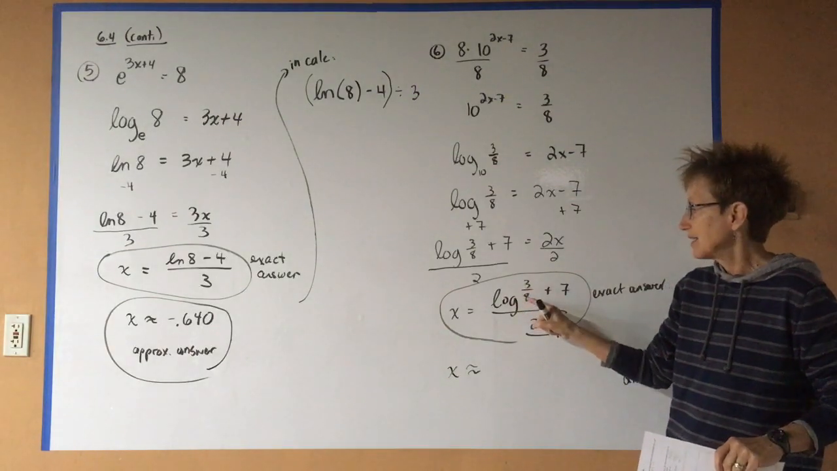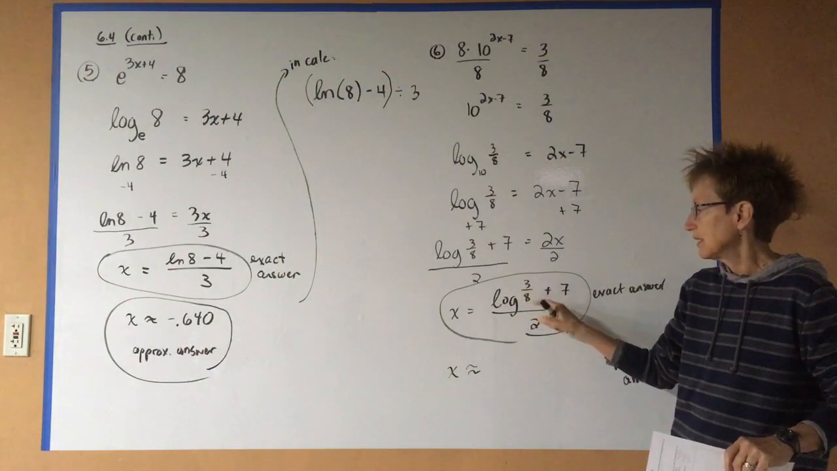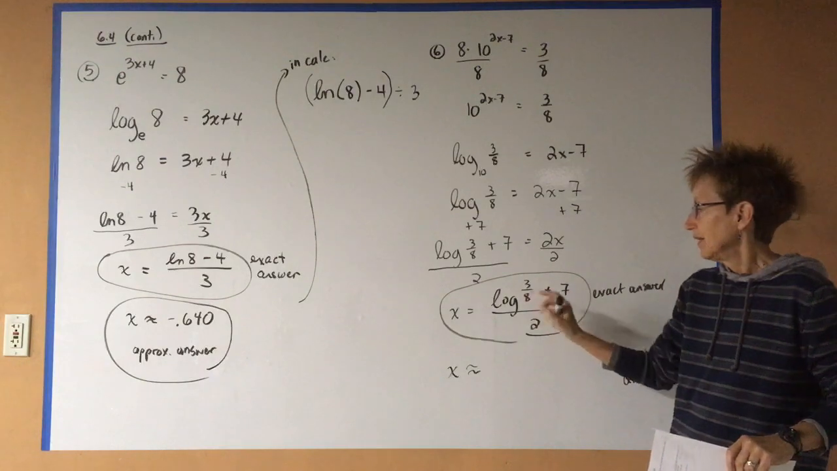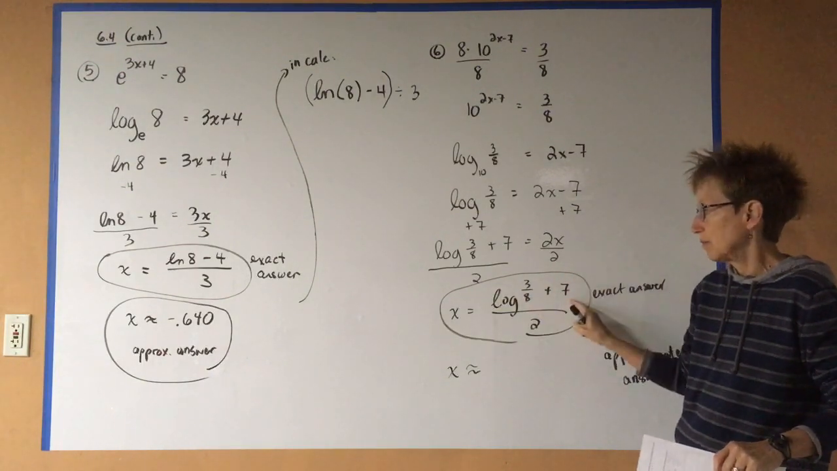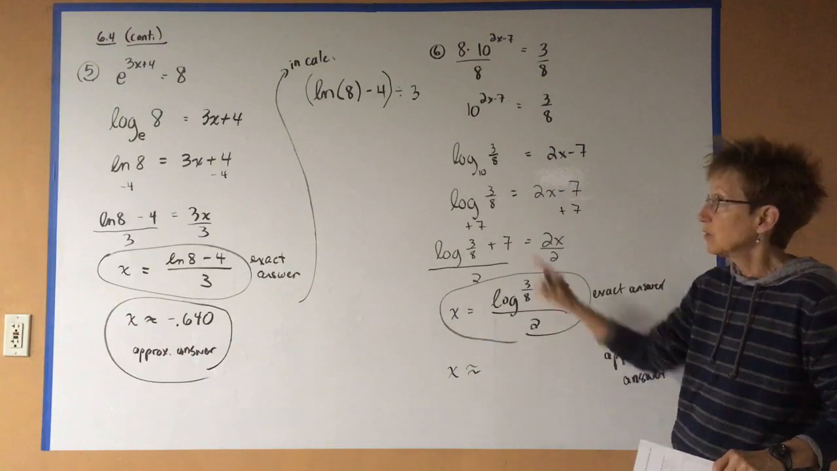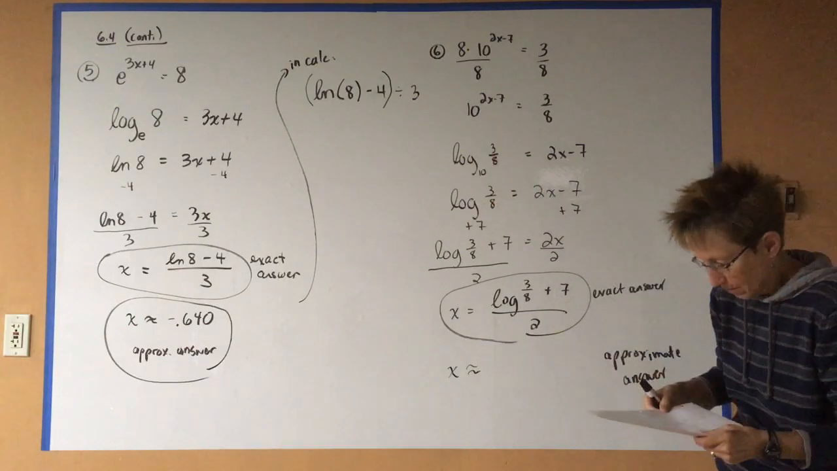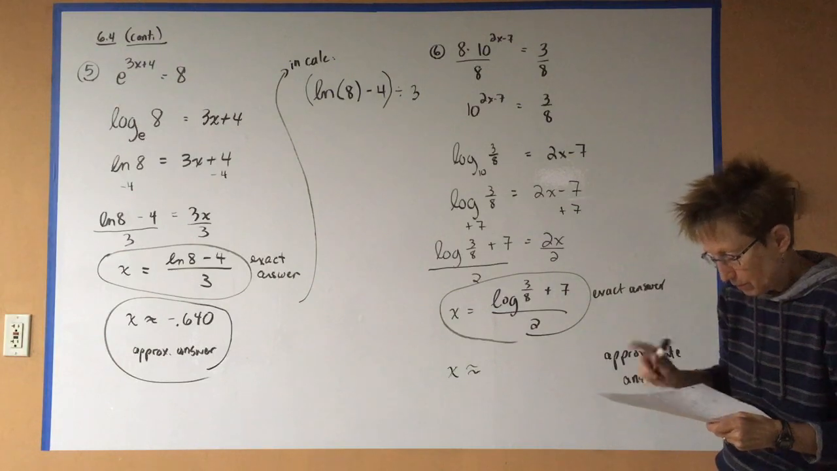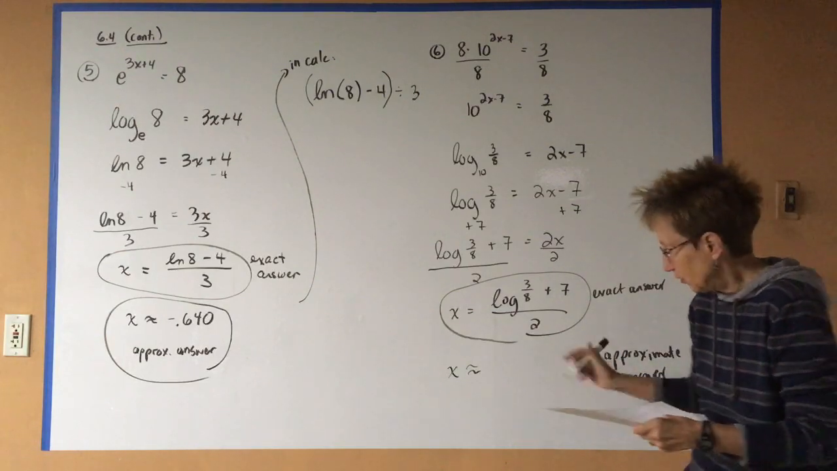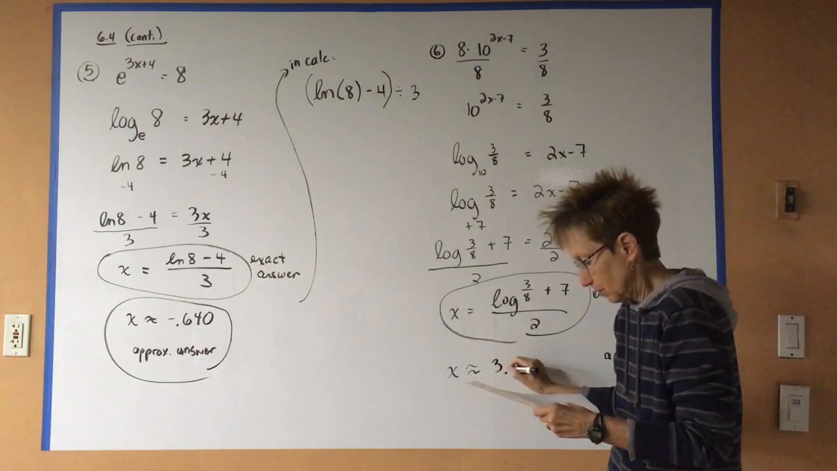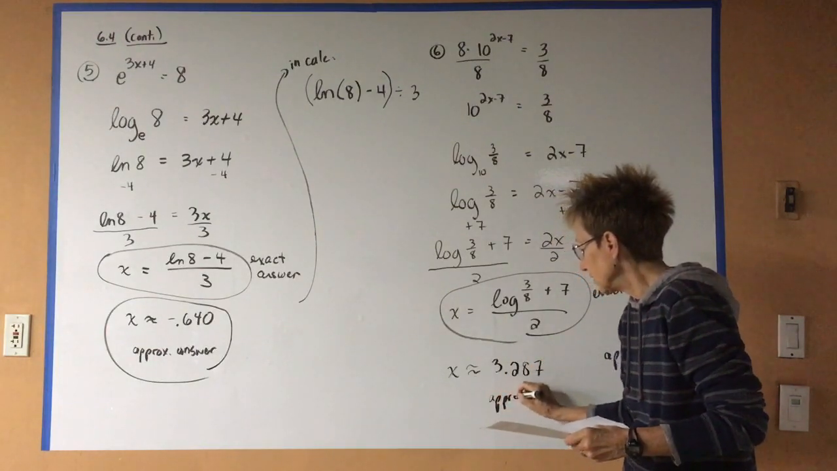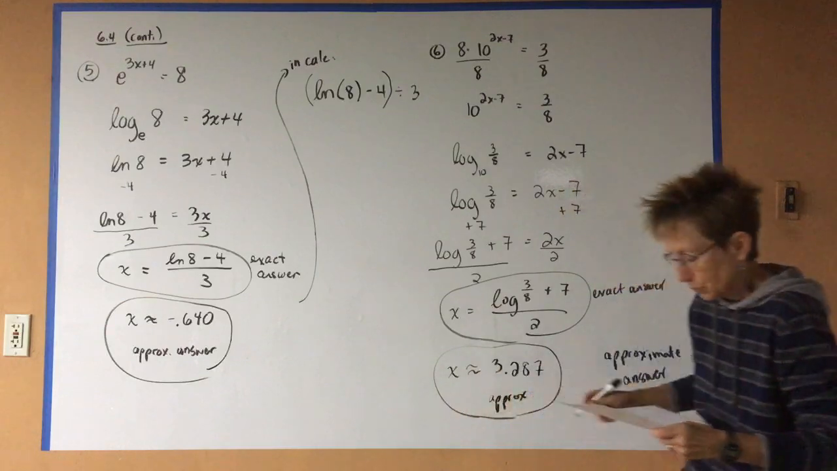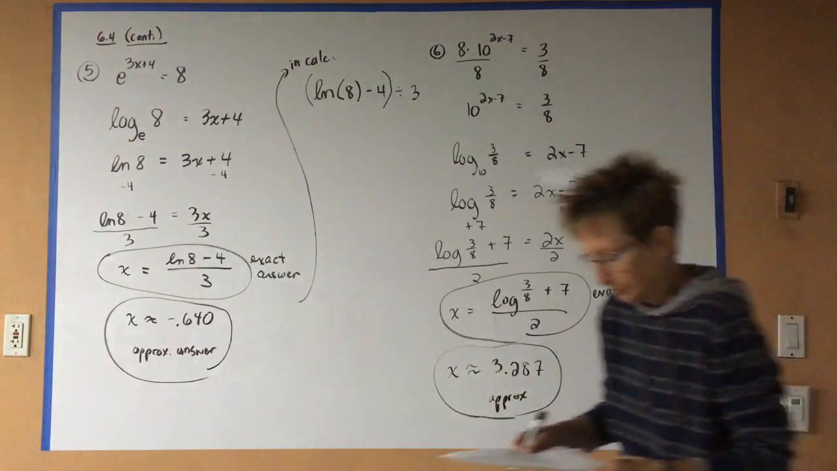Log of 3/8, that has to be in parentheses, plus 7. Either hit equal and then divide by 2, or embed all of this in parentheses as well and divide by 2, just like we did the other one. And when you get this one and you approximate it and round it to 3 decimal places, you should be getting x is approximately equal to 3.287. So this is my approximate answer rounded to 3 decimal places.